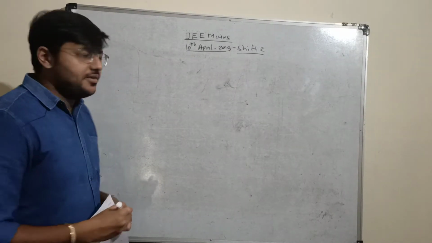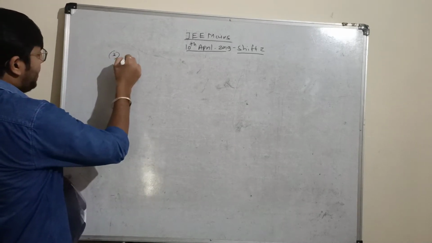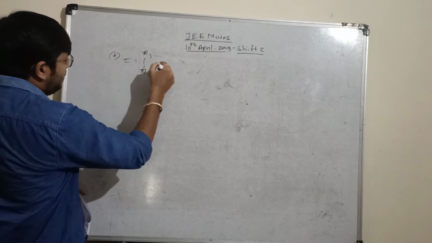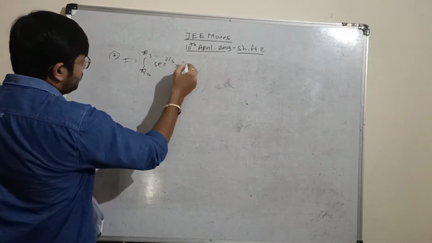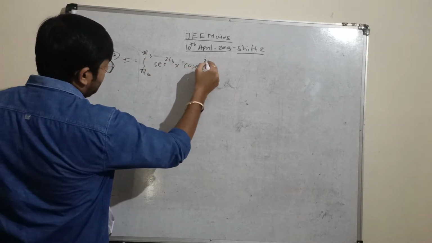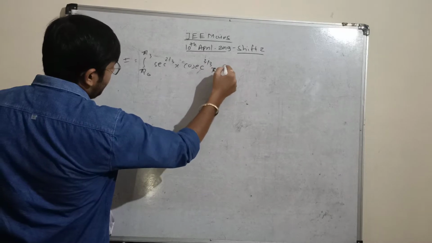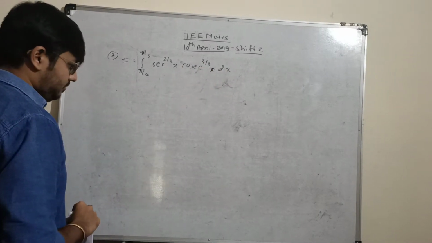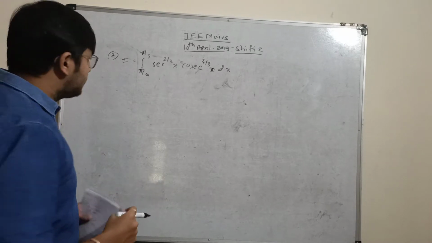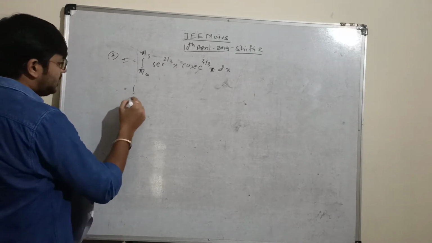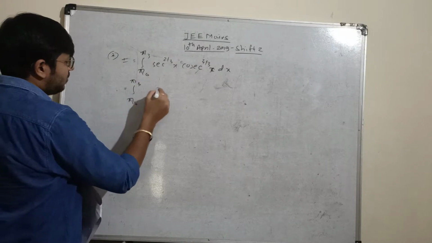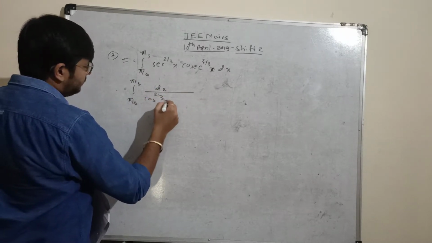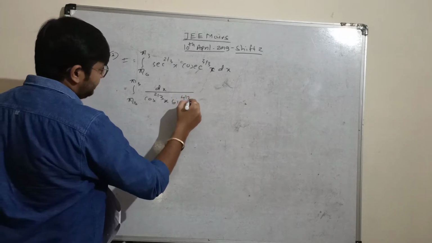Okay, so let's talk about the next question. In the next question we have the integration from pi by 6 to pi by 3 of sec raised to 2 by 3 x times cosec raised to 4 by 3 x dx, right? This is the condition. So first of all, let us convert sec and cosec in terms of cos and sine.